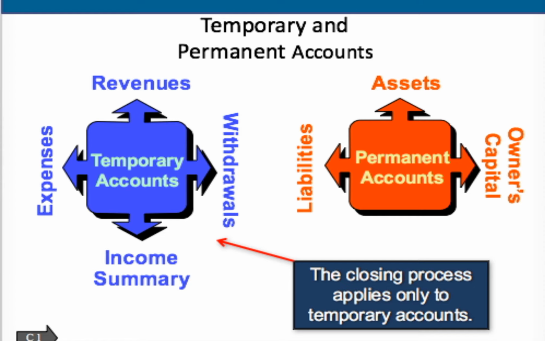Temporary or nominal accounts, as they're sometimes called, accumulate data related to one specific accounting period. In other words, they don't roll over to the next period. They include all income statement accounts, the withdrawals accounts from owner's equity, and the income summary account. They are temporary because the accounts are opened at the beginning of a period, used to record transactions and events for that period, and then closed at the end of the period. The closing process applies only to temporary accounts.